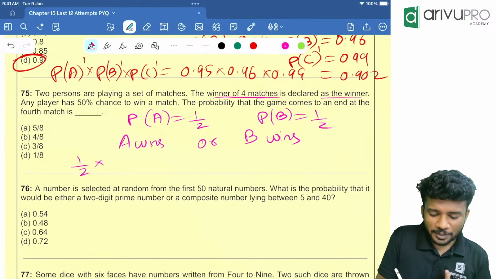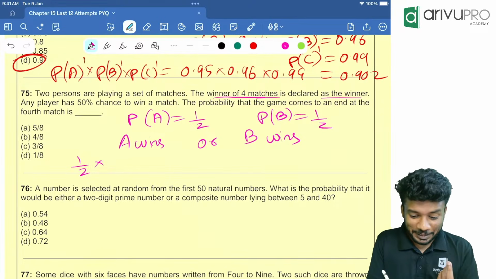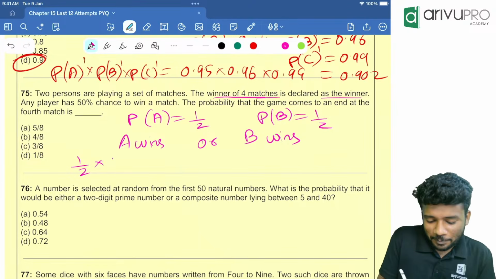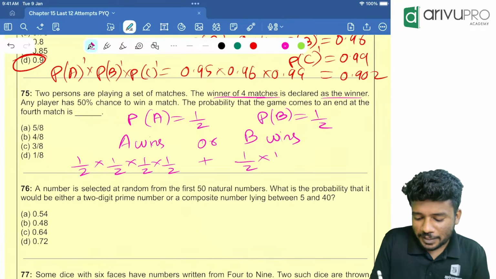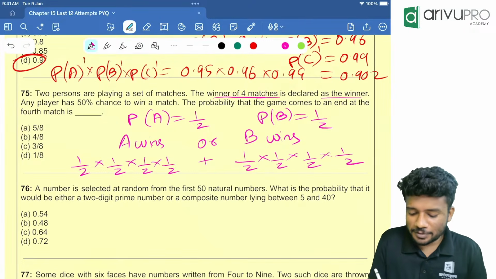What is the probability? 1 by 2. Anyway, it is 1 by 2. Even if it is losing, it is 1 by 2, so your answer won't go wrong. First match 1 by 2, second match 1 by 2, third match 1 by 2, fourth match 1 by 2. Probability of winning the 4th match is also 1 by 2.